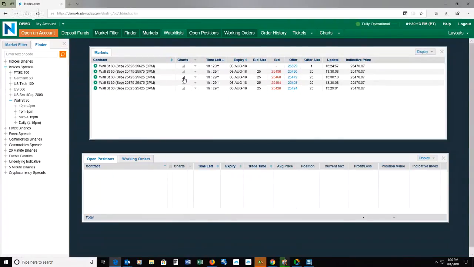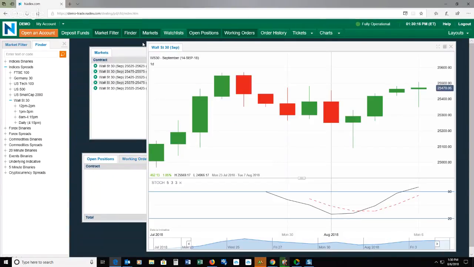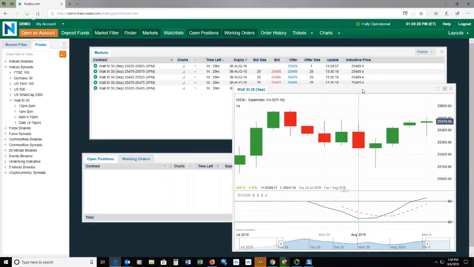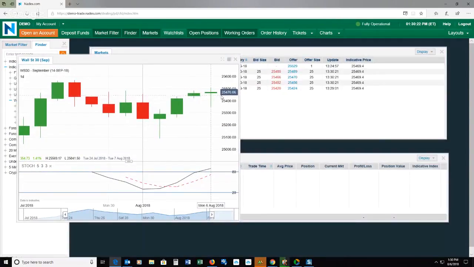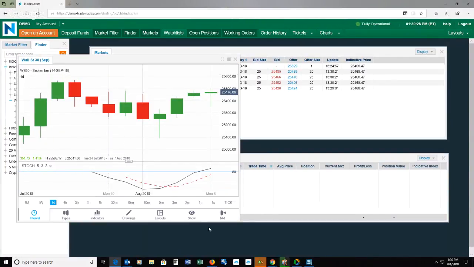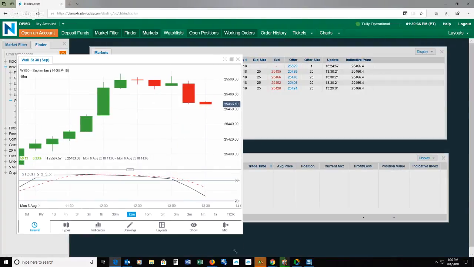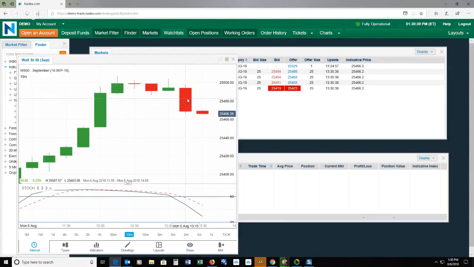Now, to determine that, I'm going to click on the chart. And in this case, you can see right now it's trading at 25,470. And this is a daily chart. I'm going to change it over to a 15-minute chart. And you can see that right now it is going down.